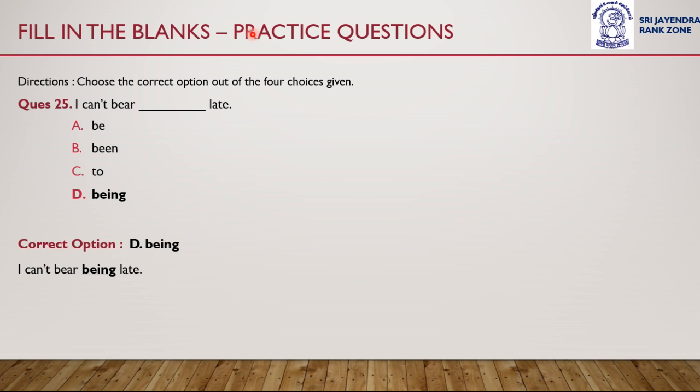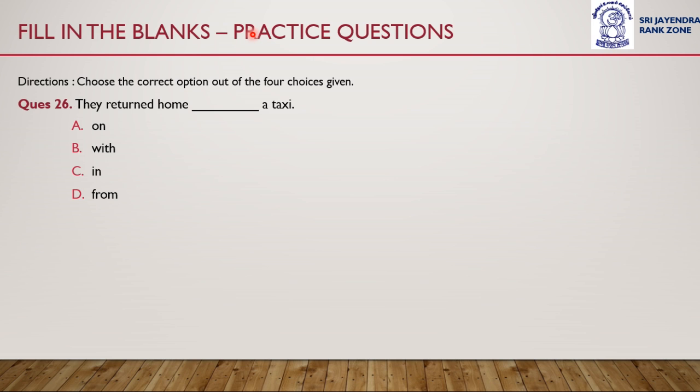Let us move on to question number 26. Question number 26 is they returned home dash a taxi. Option A is on, option B is with, and option D is from. On, with, in, from. They returned home dash a taxi.